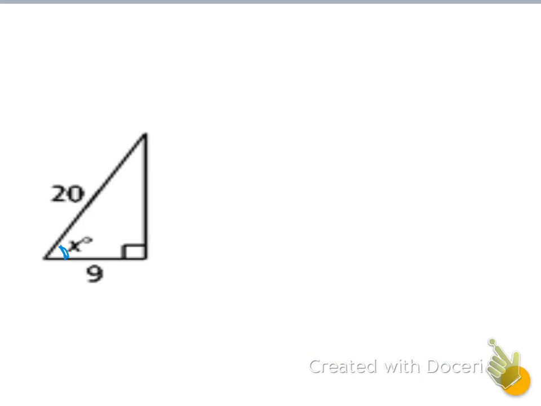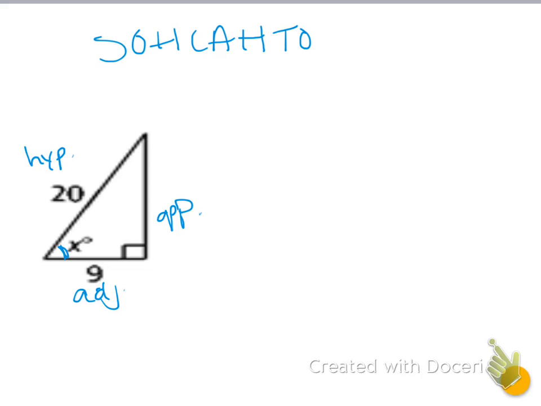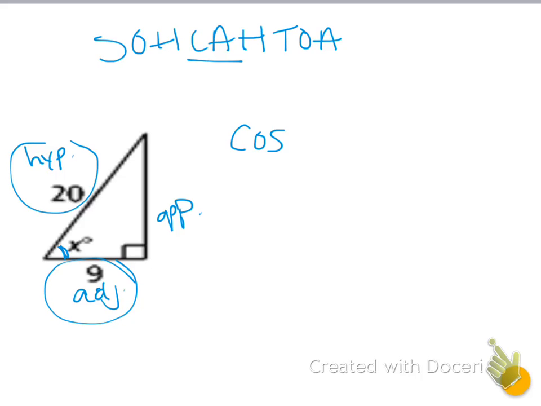Okay, we're coming from this angle here. So I have my adjacent side, my opposite side, and my hypotenuse. So SOHCAHTOA. I need the side that includes my adjacent and my hypotenuse, so it looks like we're going to use cosine. So cosine of x is equal to my adjacent 9 over my hypotenuse 20. That x is sitting inside cosine.